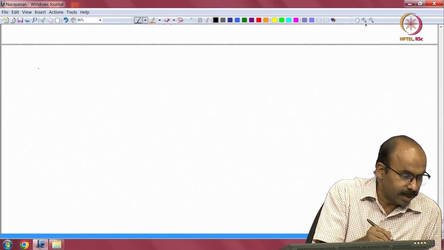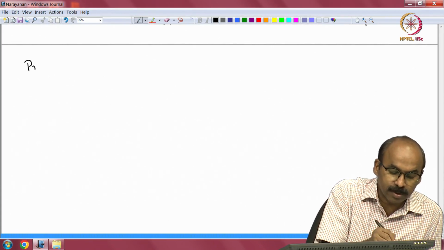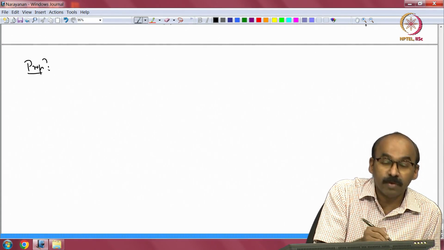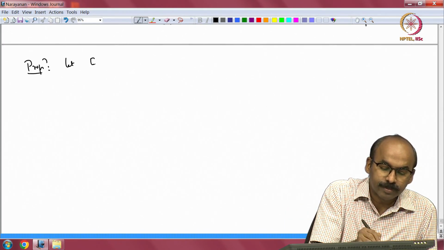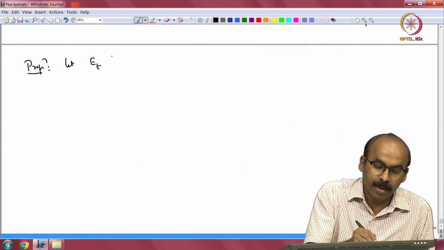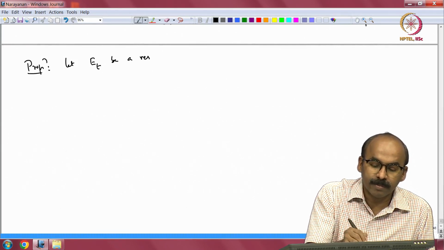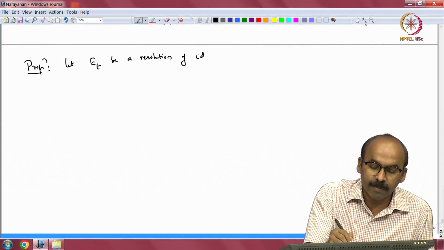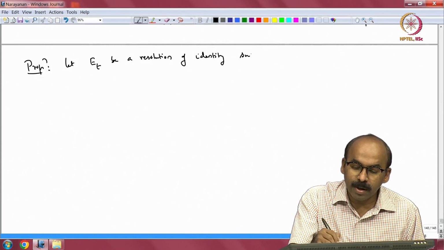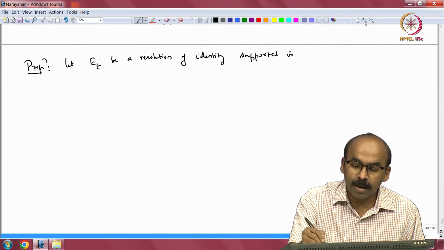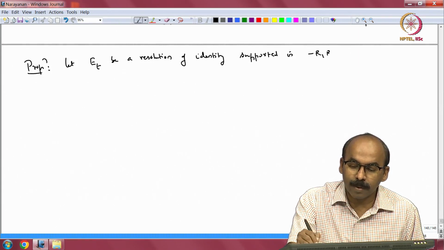So, let us write down the main result using projection, the resolution of identity. Call this a proposition. Let E sub t be a resolution of identity, let us say supported in minus r to r. Okay.